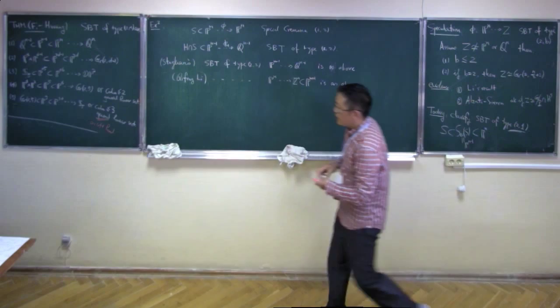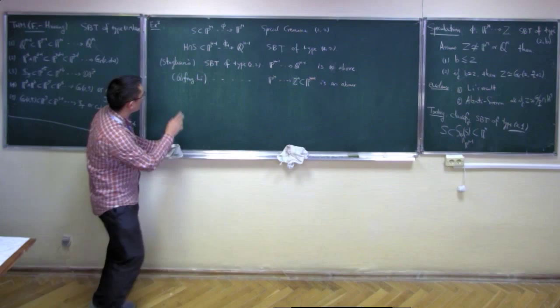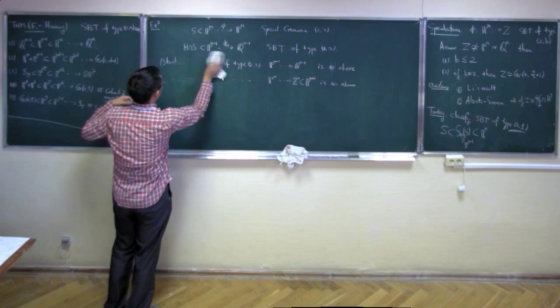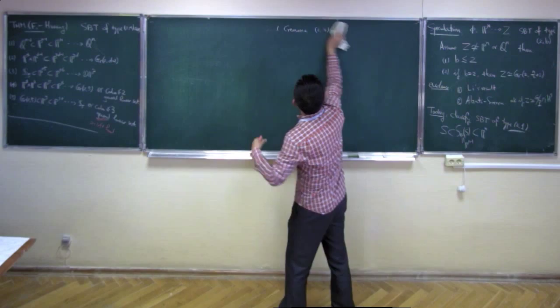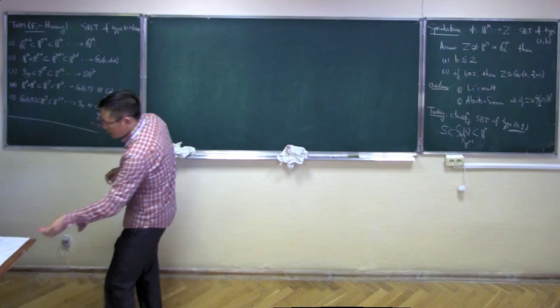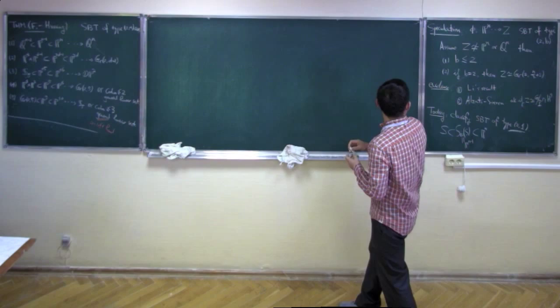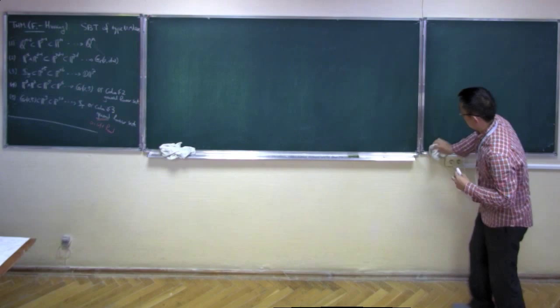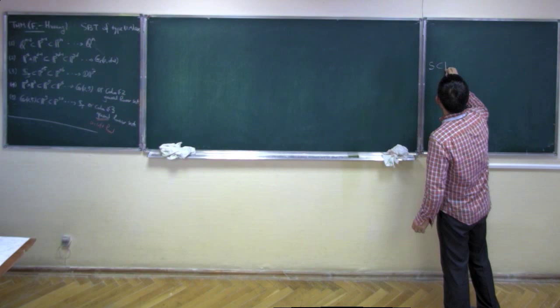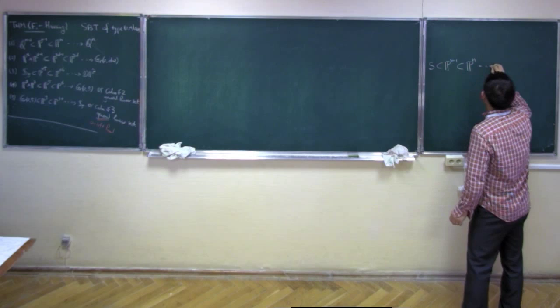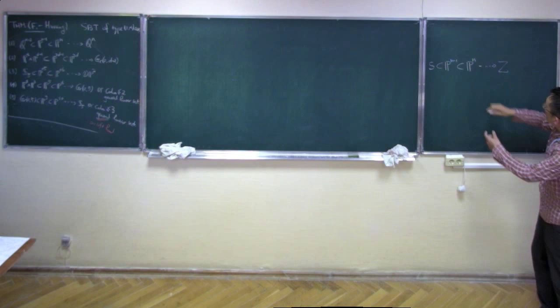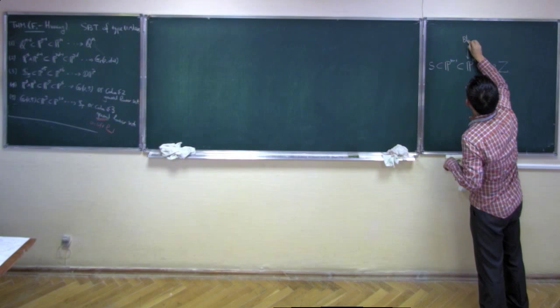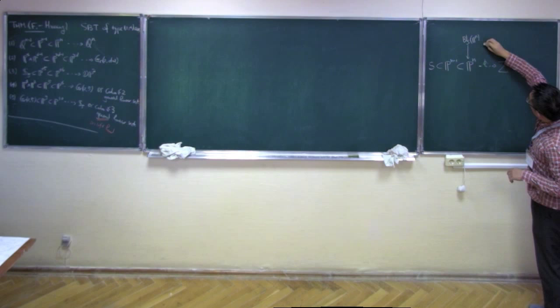So now I'm trying to give you some ideas of the proof on this one. So what's the idea of the proof? We try to classify something. So we have this S inside this P^{n-1} inside this P^N, and then we get this Z. And now what we can do is just take a blow-up. Then this will give you a morphism from this blow-up to this Z.